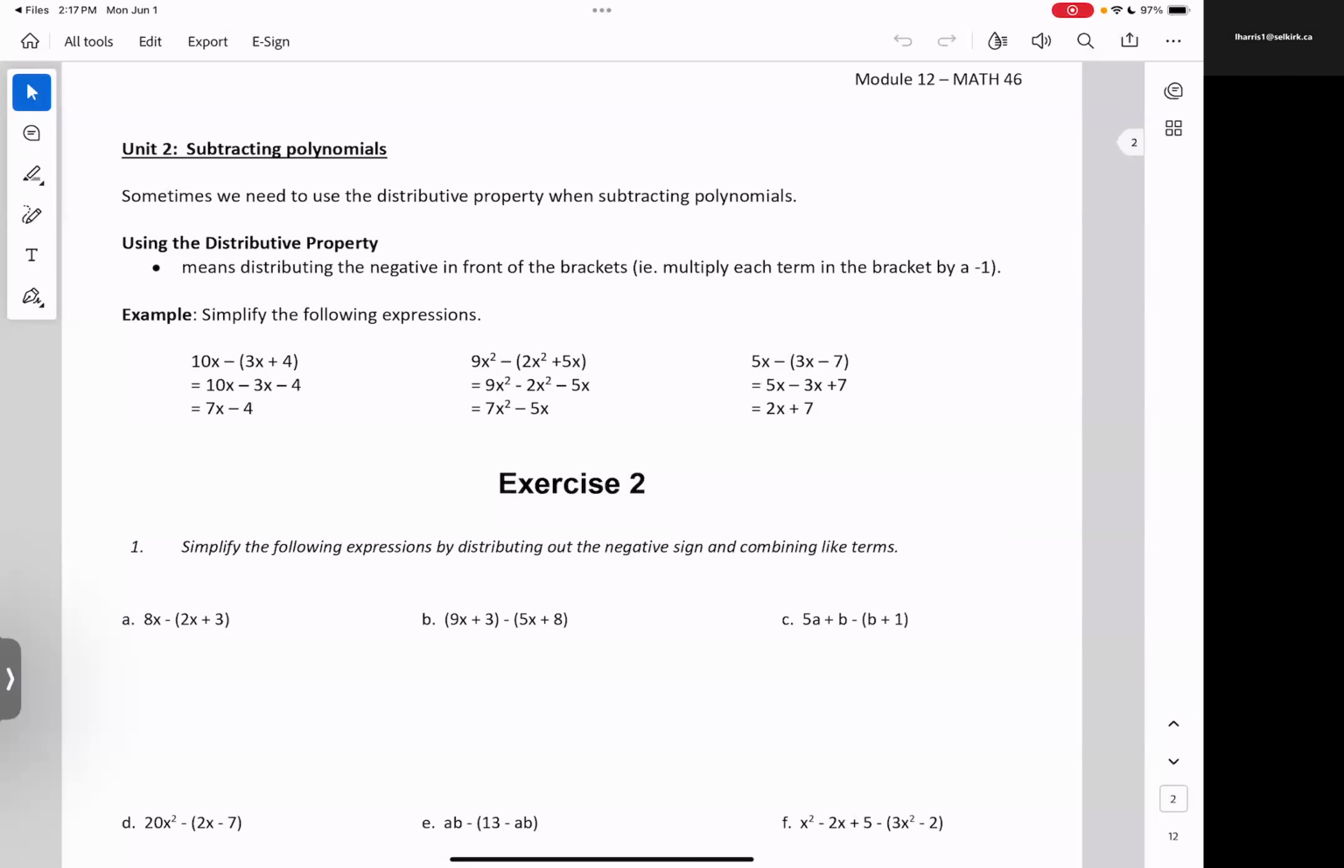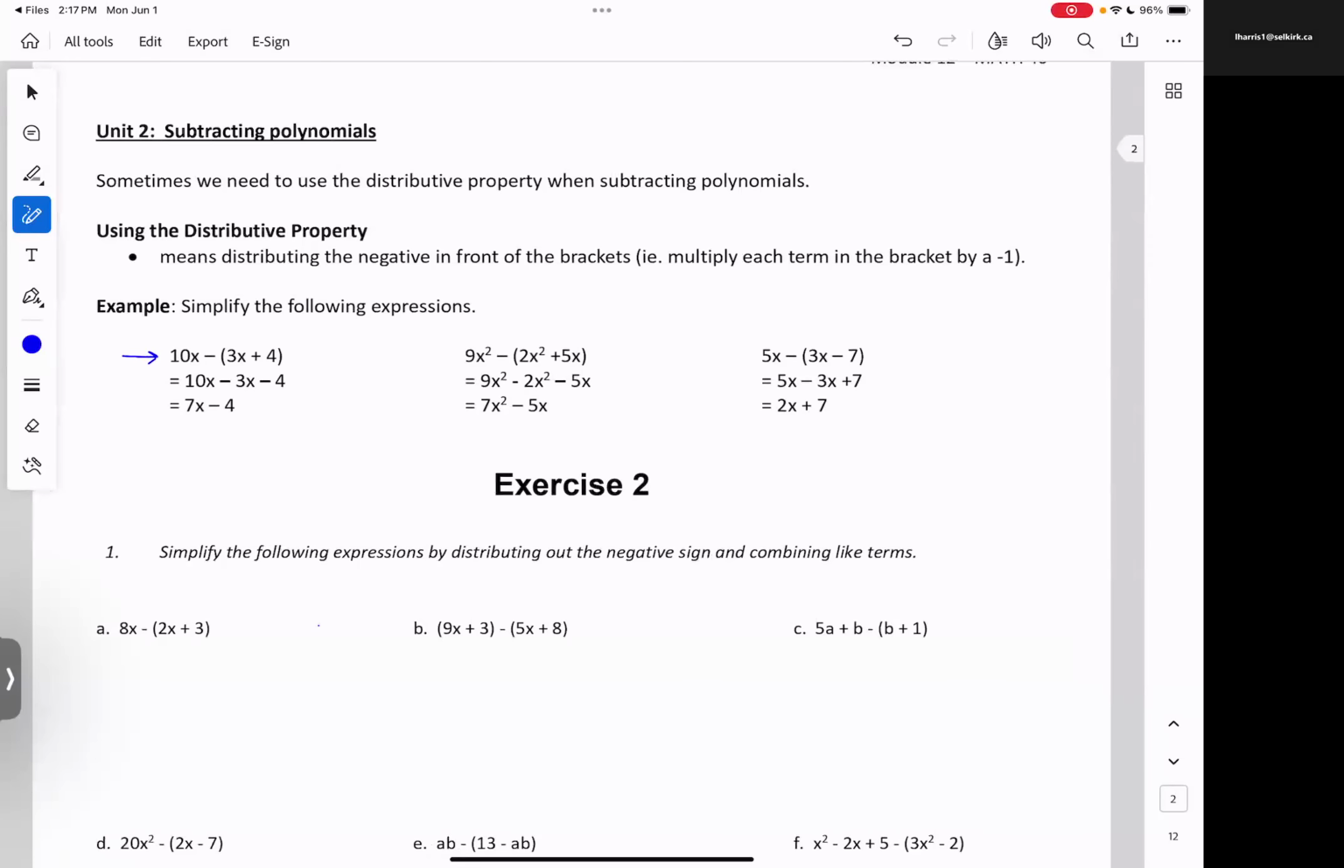All right, so moving on to subtracting polynomials, sometimes we need to use the distributive property to do this. And that means distributing the negative in front of the brackets. So for example, if we look at this first example here, we have 10x and then we're trying to subtract 3x plus 4. So we want to subtract that entire polynomial, 3x plus 4, which means we need to subtract the 3x and we also need to subtract the 4. So what we do is we distribute out that minus.